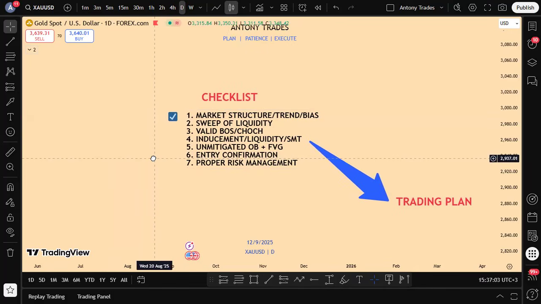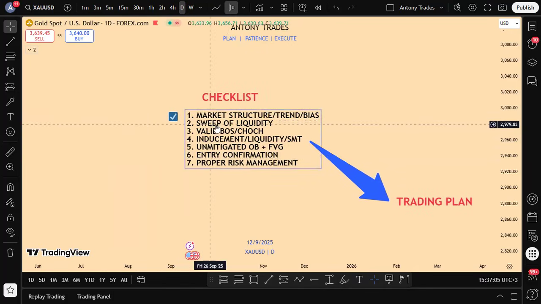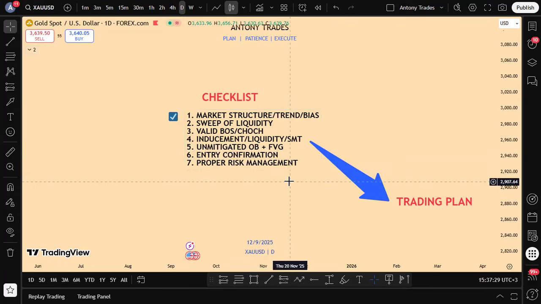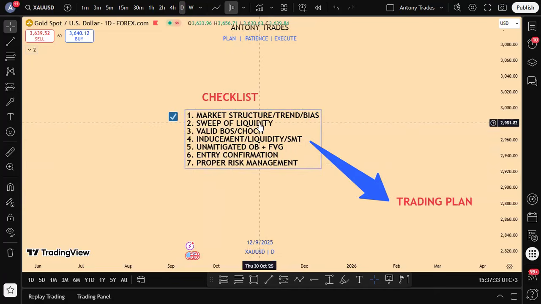So the second thing that I have to look for: do I see a sweep of liquidity? And if you have been on this channel for some time, you know very well what I'm talking about when I say a sweep of liquidity, because for me, there must be a sweep of liquidity. All these checklist items are very important. Every point that you see here is very crucial for my trading strategy. So I have to see a sweep of liquidity.